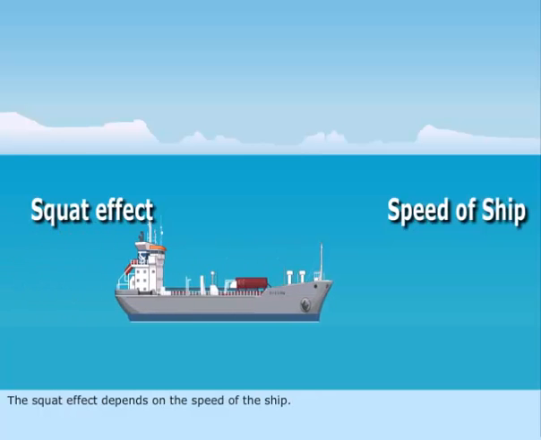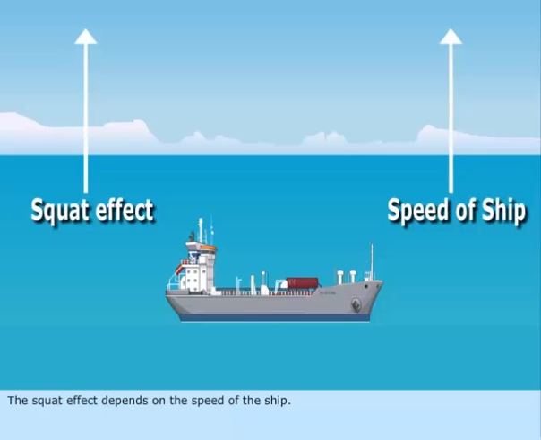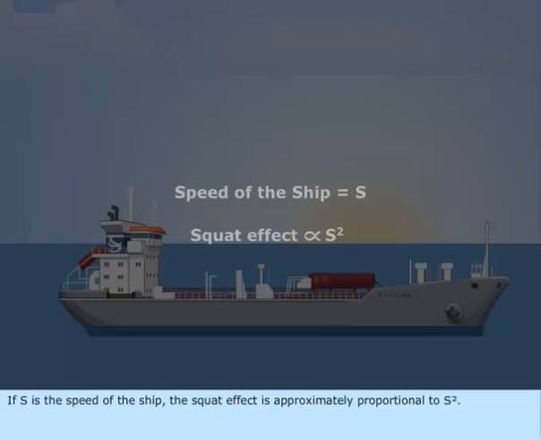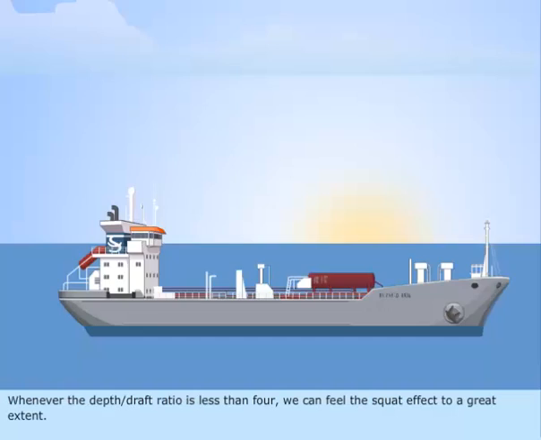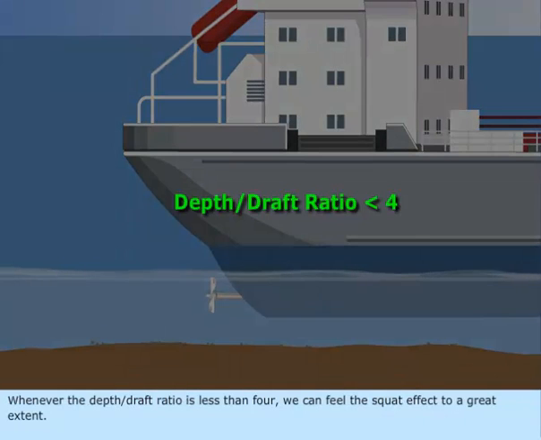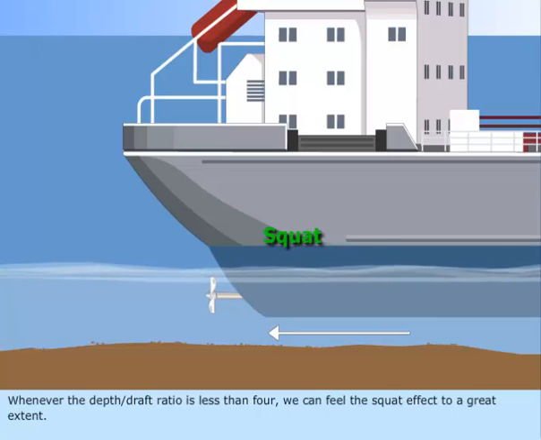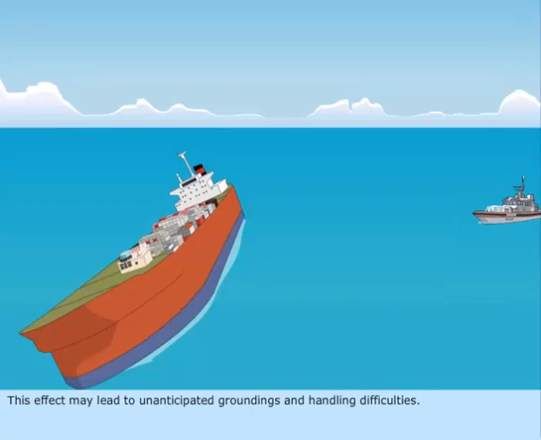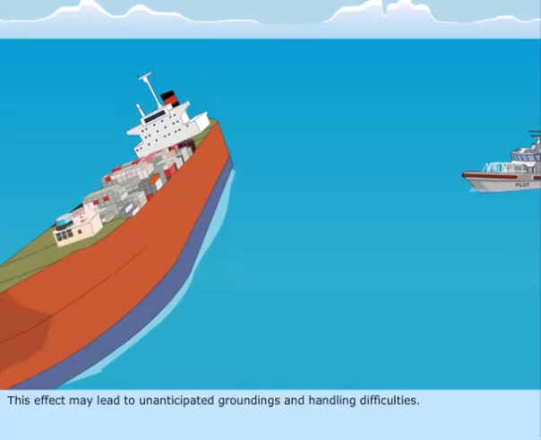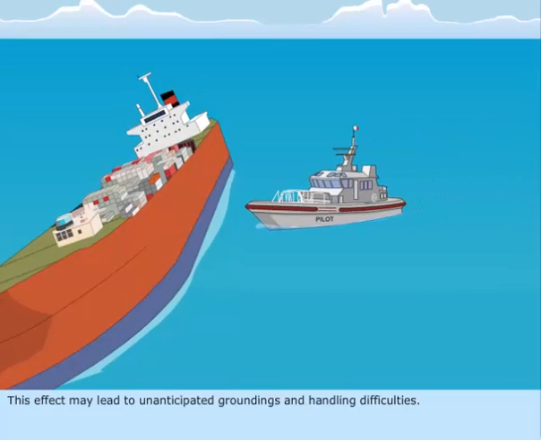The squat effect depends on the speed of the ship. If S is the speed of the ship, the squat effect is approximately proportional to S squared. When the depth to draft ratio is less than 4, we can feel the squat effect to a great extent. This effect may lead to unanticipated groundings and handling difficulties.